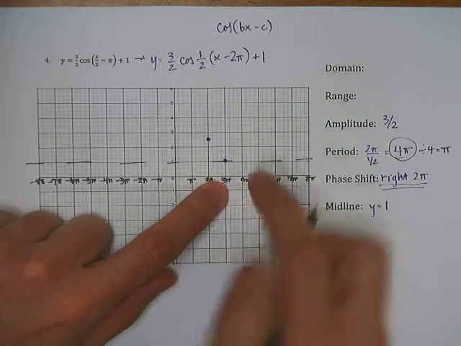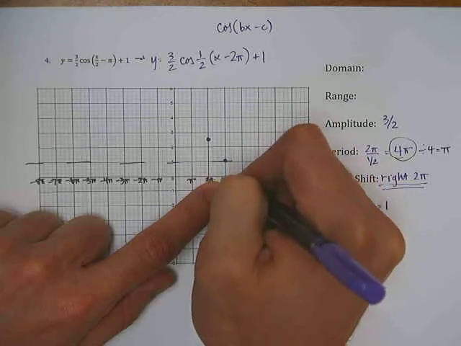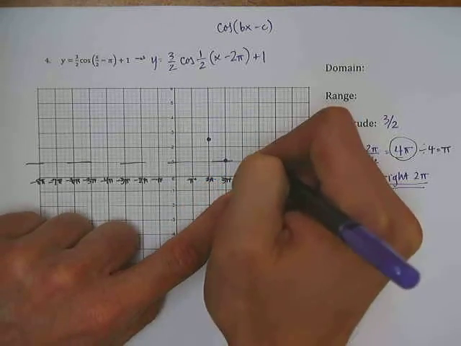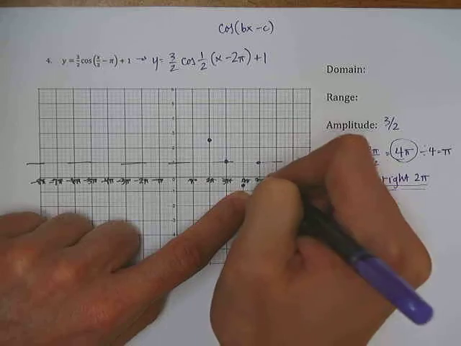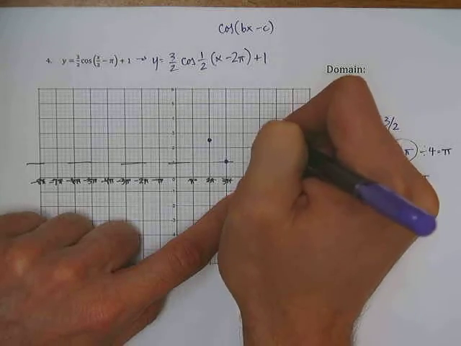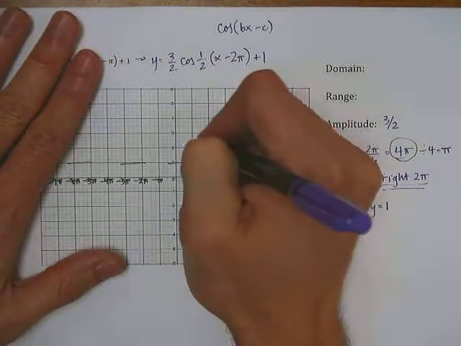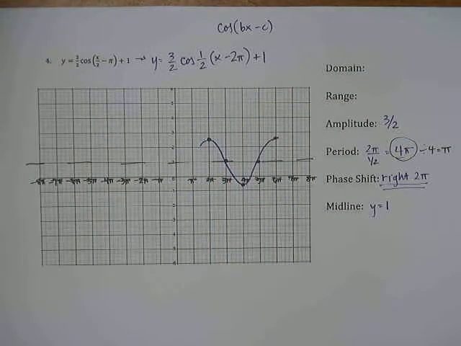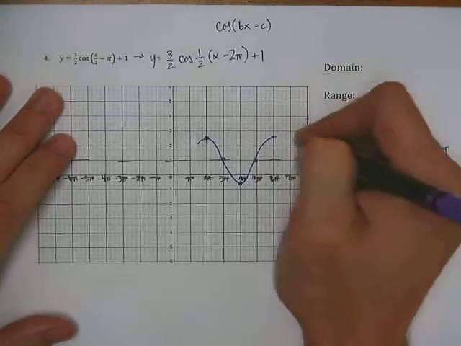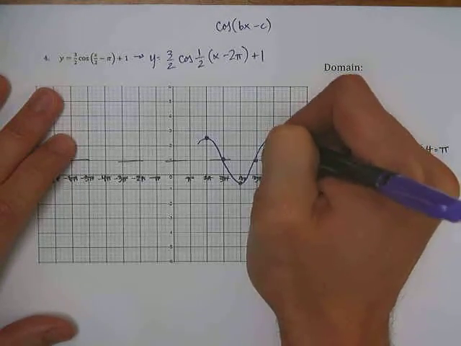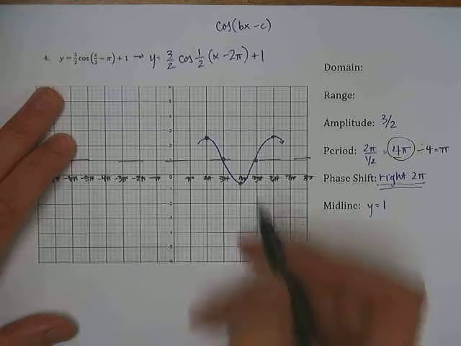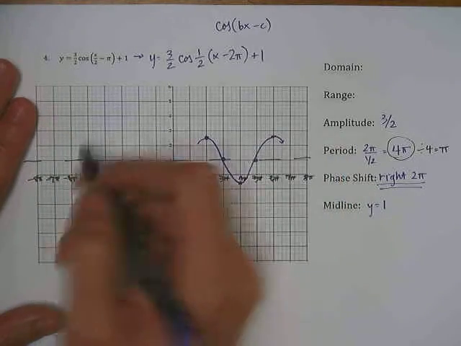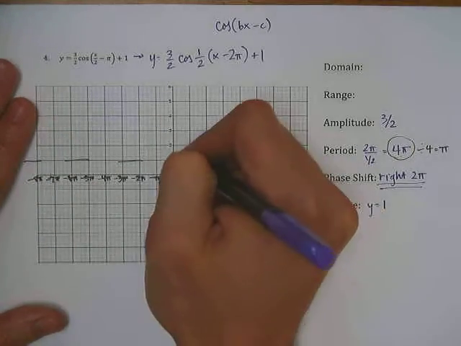If I want to figure out the spacing for all of my significant points, we're going to cut my period into 4 parts, which means they're all going to be a spacing of pi from each other. So I'll go to the next one, and I'll have a midline intersection. Go to the right one more, we'll go down 1.5 for a minimum. Go to the right one more, we'll be back on the midline. Go to the right one more, and we'll be up 1.5. So I end up with a first full period that looks like that.